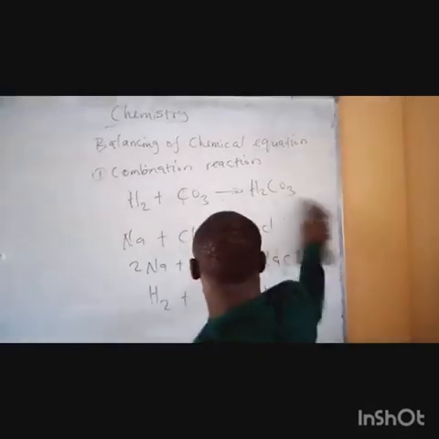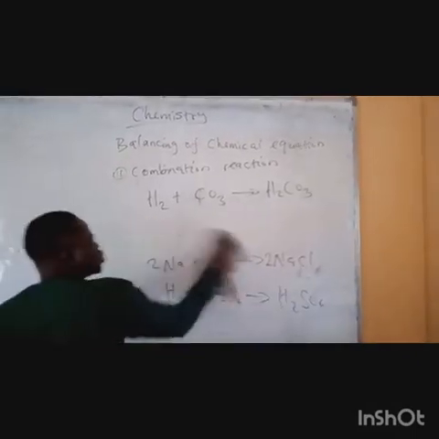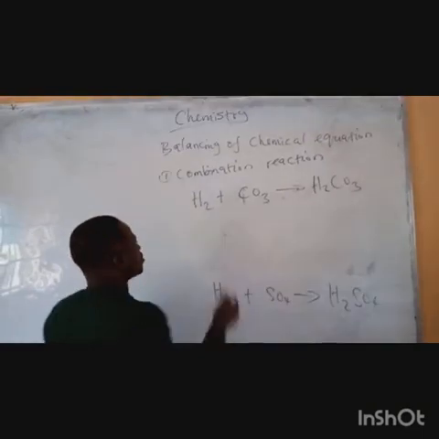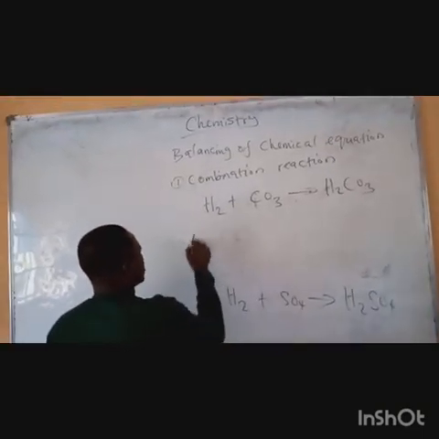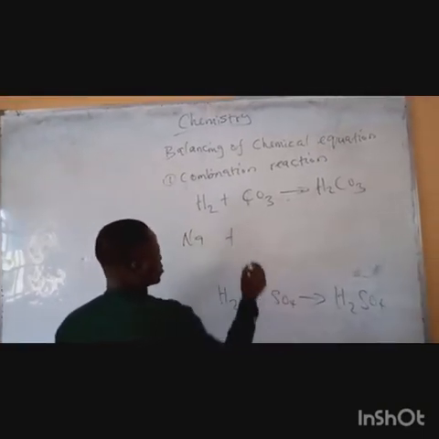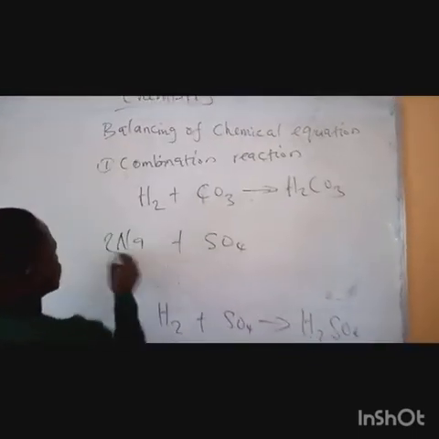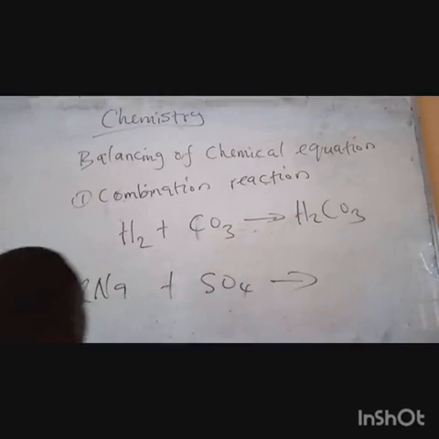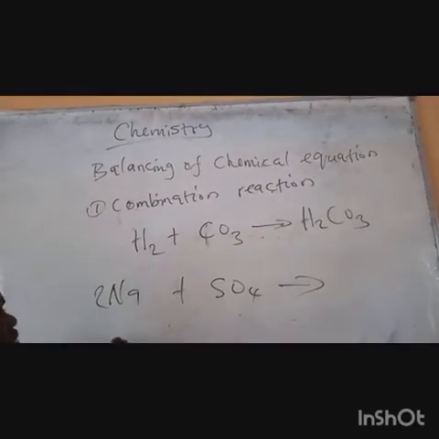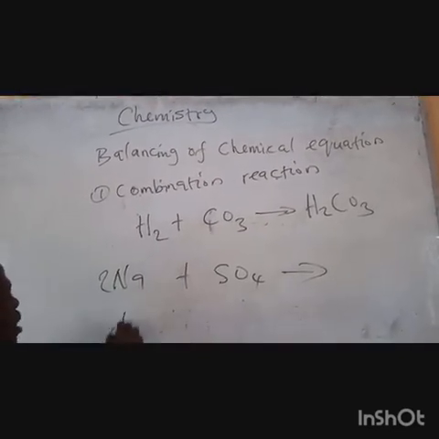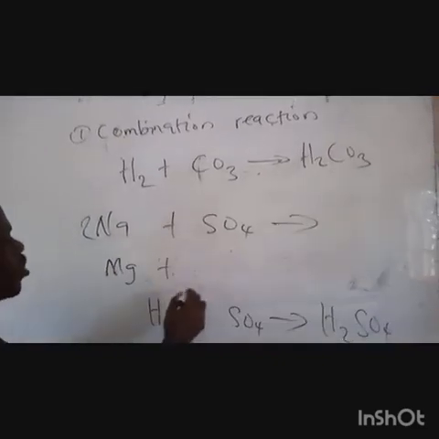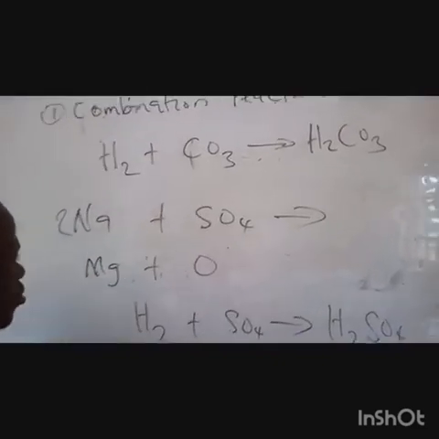If you can just take this one for your last work. You have Na plus SO4. So when you have this, that's your class 1. You also have Mg plus O. What do you have here?